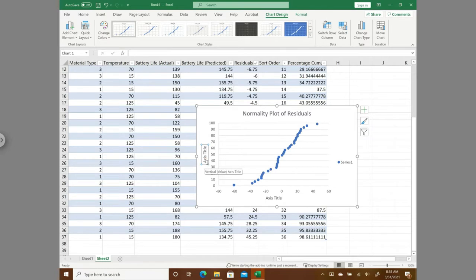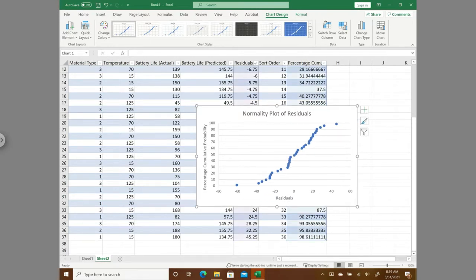So here on the y-axis, it's percentage cumulative probability, right? On the x-axis we have residuals, and we don't need this series one here. So this is our normality plot of residuals.